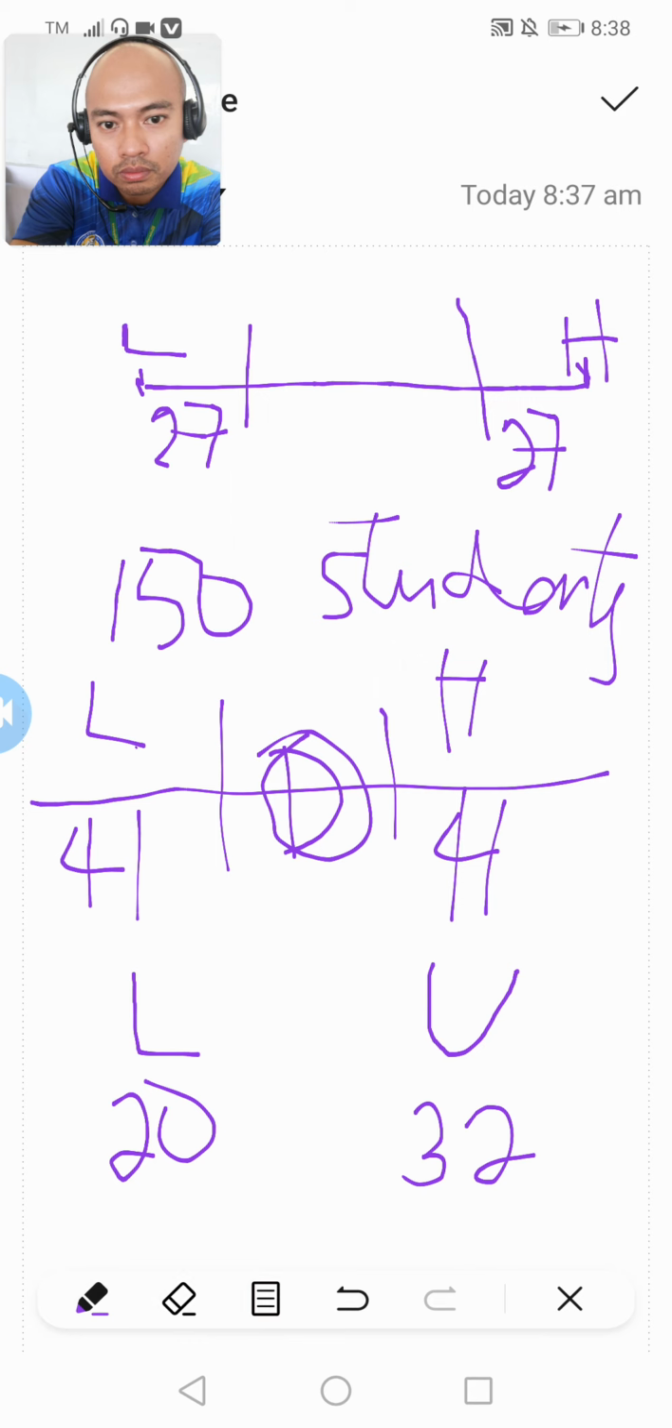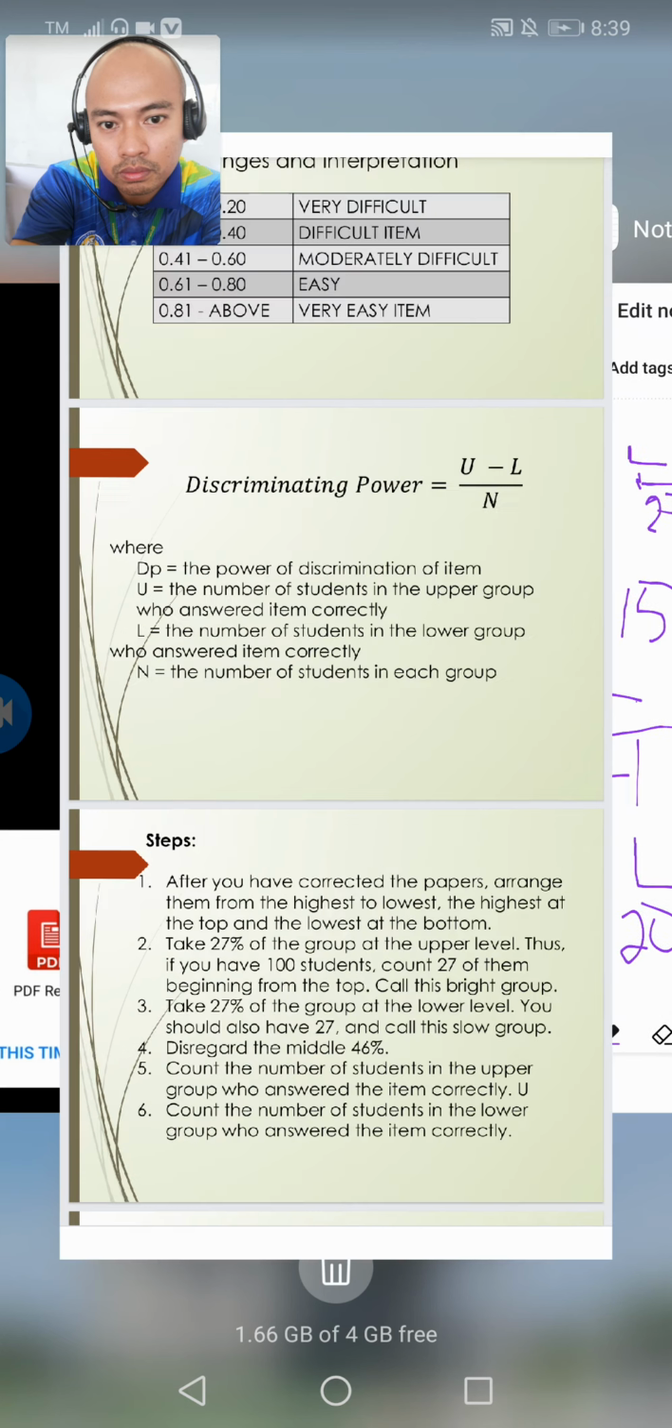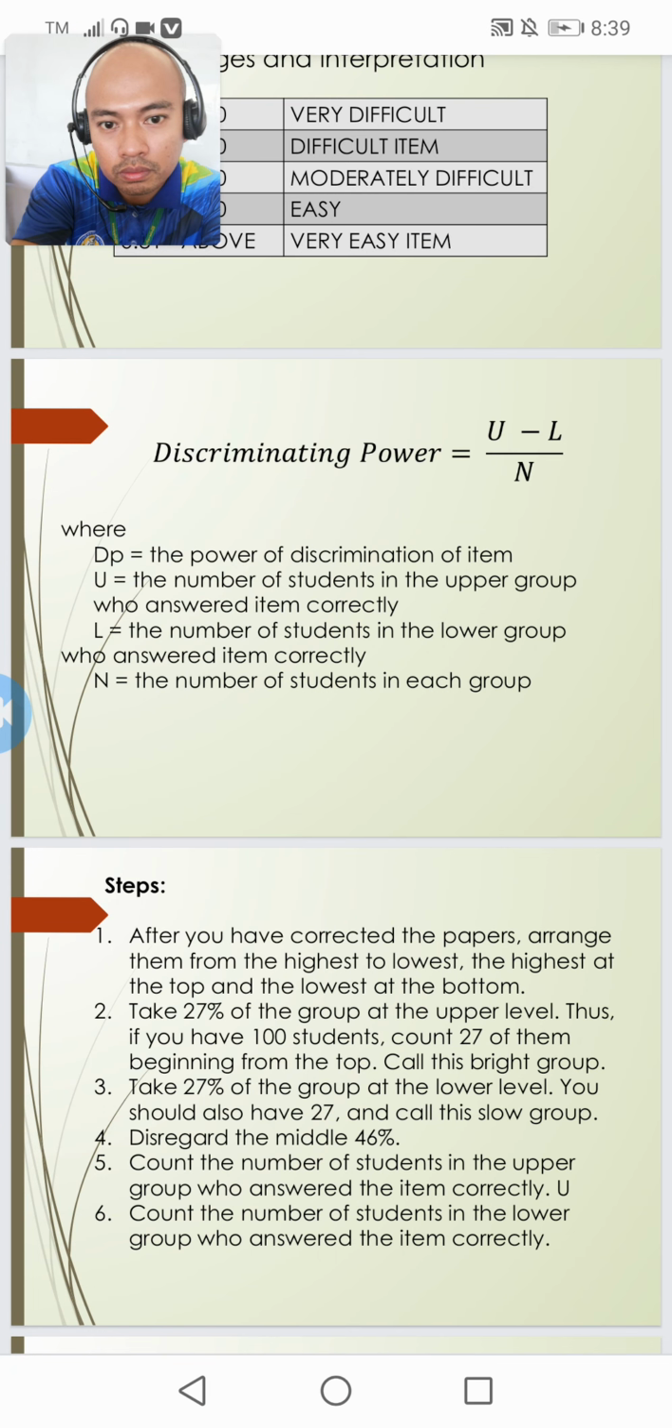What does this mean? Itong 20 na ito, these were the students who got the item correctly among these 41 in the low group. While itong 32 na ito, this represents the total number of students who got that particular item correctly among 41 in the higher group. So ito ngayon yung gagamitin nating mga values as the values of the variables in the numerator of the formula. Okay? While n is the total number of students in each group.